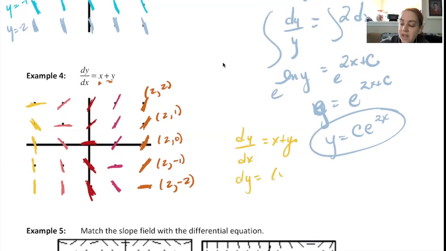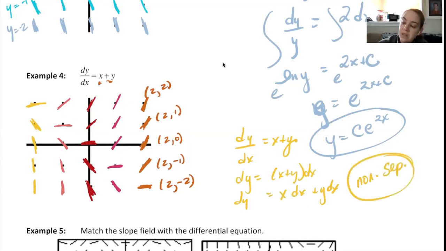So dy would be (x plus y) dx, and then students say, oh, you subtract the y, but you can't separate them. So this is x dx plus y dx. If you subtract the y dx, then you have a dx on the left again. You can't do it. This one's non-separable.